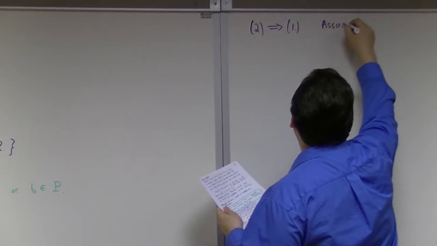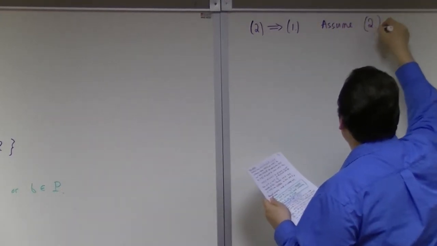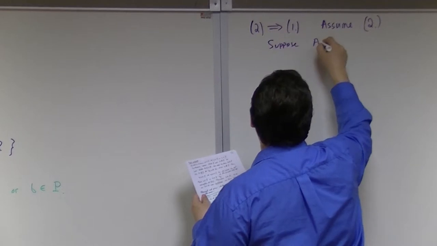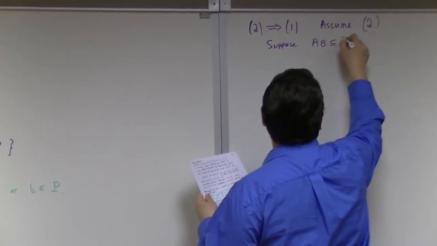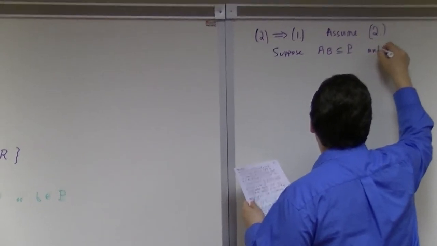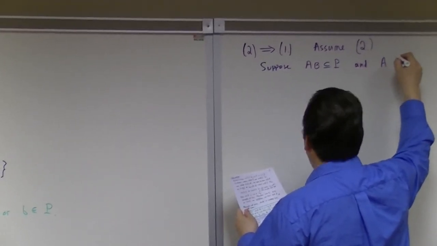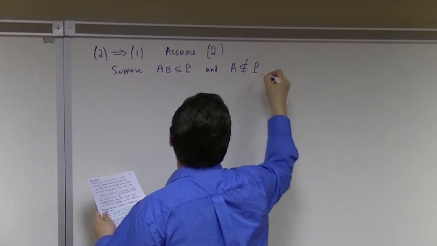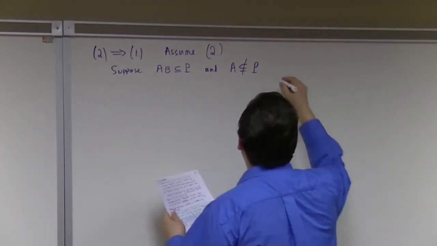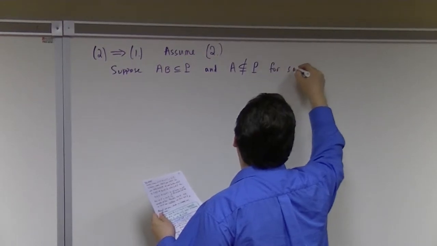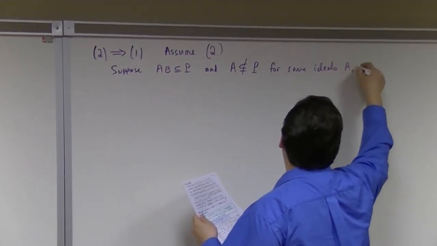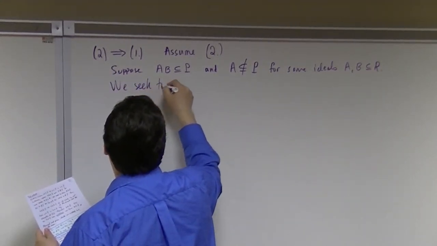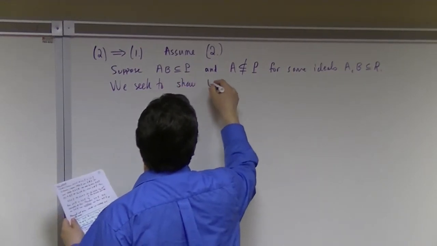Assume, I'm not going to write it out again, but let's assume two. Right? And suppose the product AB is a subset of P. And let's suppose that A is not a subset of P. In other words, P does not contain A. We seek to show that B is a subset of P.